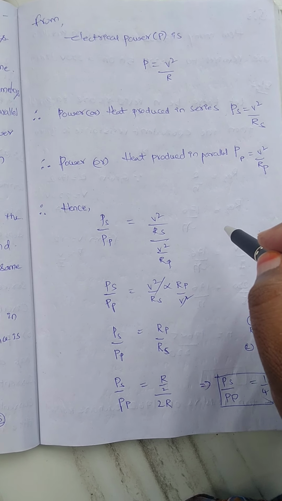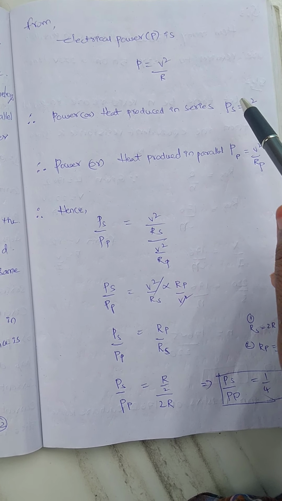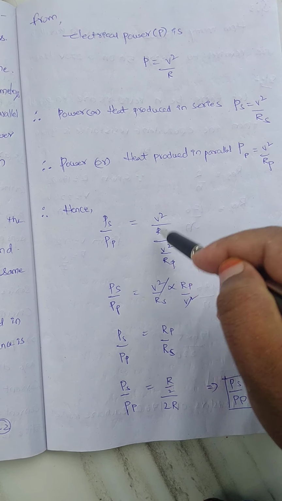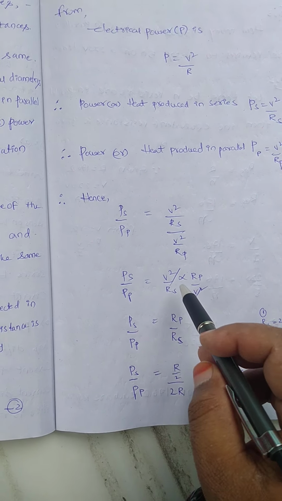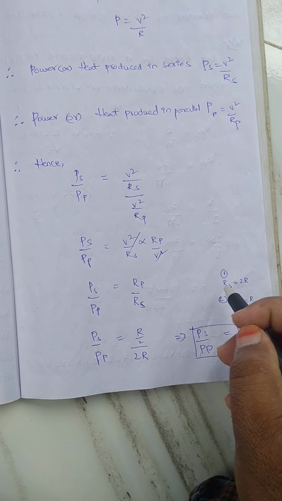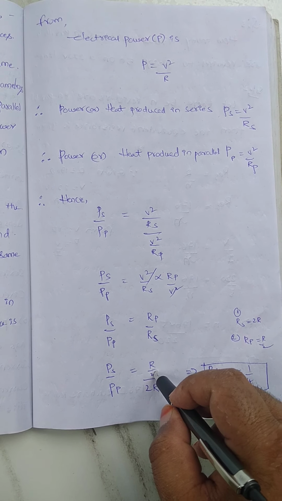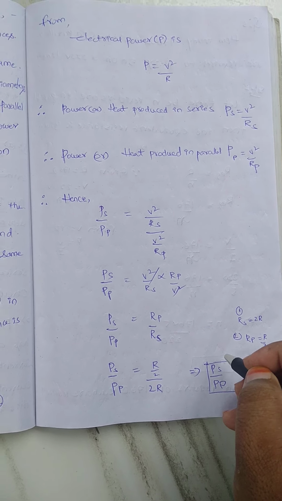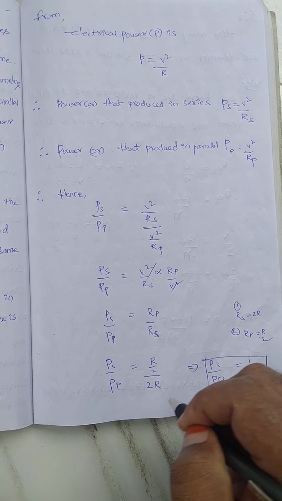Now we calculate the ratio of power produced in series and parallel combination. Ps by Pp equals V square by Rs divided by V square by Rp. This fraction is reversed, so it is V square by Rs into Rp by V square. The V square cancel each other, then it is Rp by Rs. We calculated Rp equals R by 2 and Rs equals 2R. Then Ps by Pp equals R by 2 divided by 2R. 2 into 2 is 4, the R cancel each other, so Ps by Pp equals 1 by 4. The ratio of power in series to power in parallel is 1 by 4.